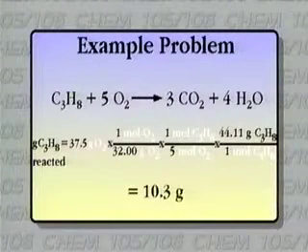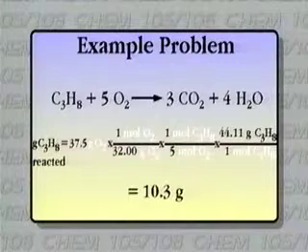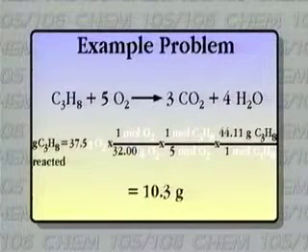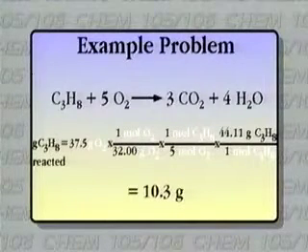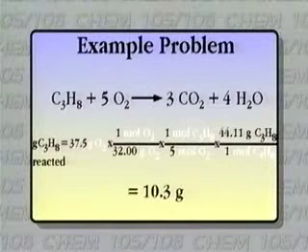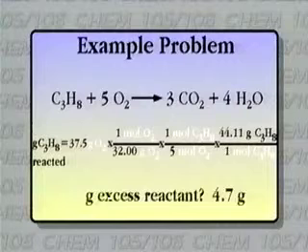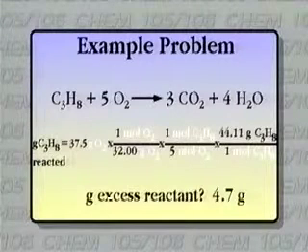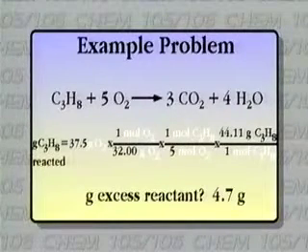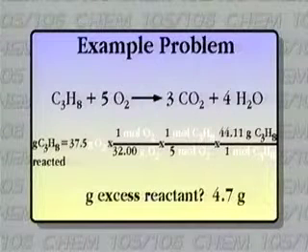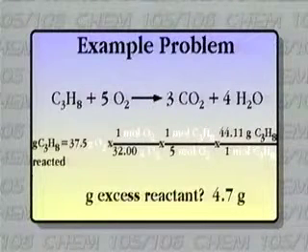The question wasn't how much reacted, the question was how much propane did we have in excess. Well, the excess, of course, would be the difference between what we started with and what we reacted, and so the excess number of grams of propane would be 4.7 grams of propane in excess. Okay?